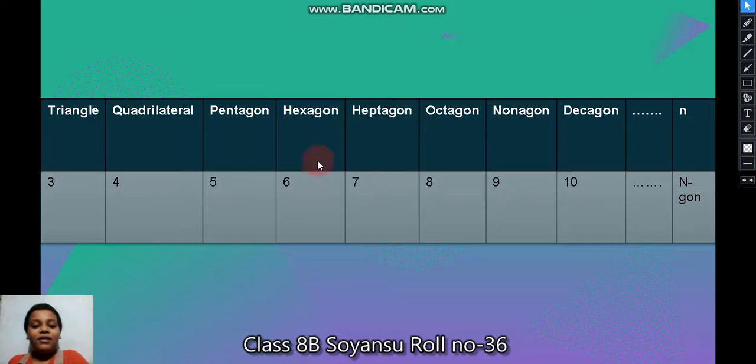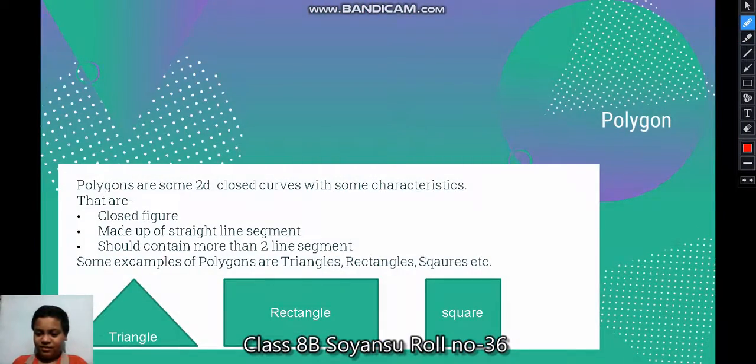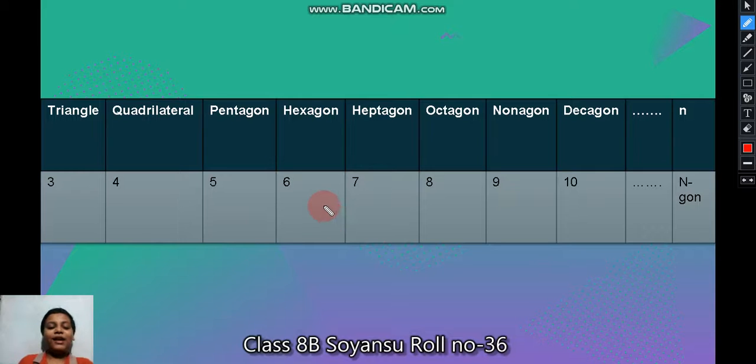Hexagon has 6 line segments, heptagon has 7 line segments, octagon has 8 line segments, nonagon has 9 line segments, decagon has 10 line segments, and then there are many figures, and it goes on till it becomes a whole circle.